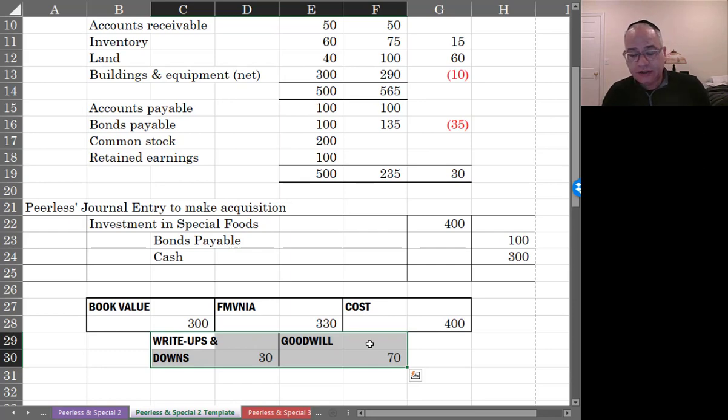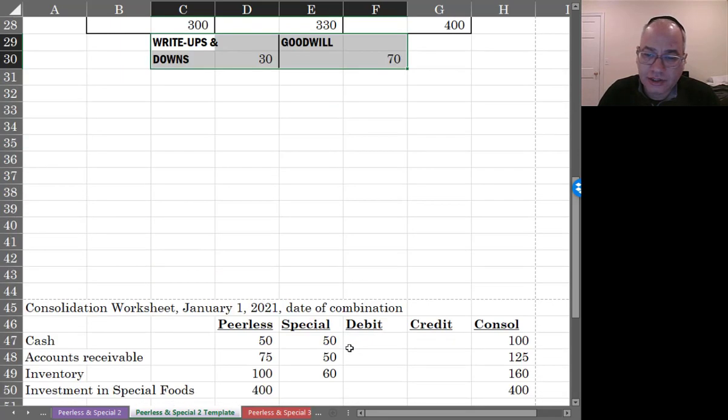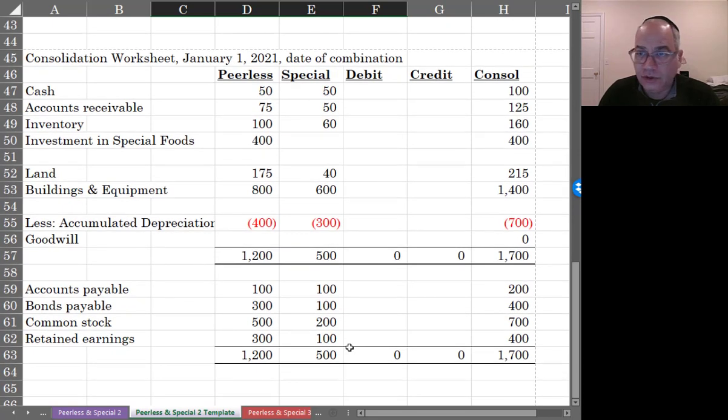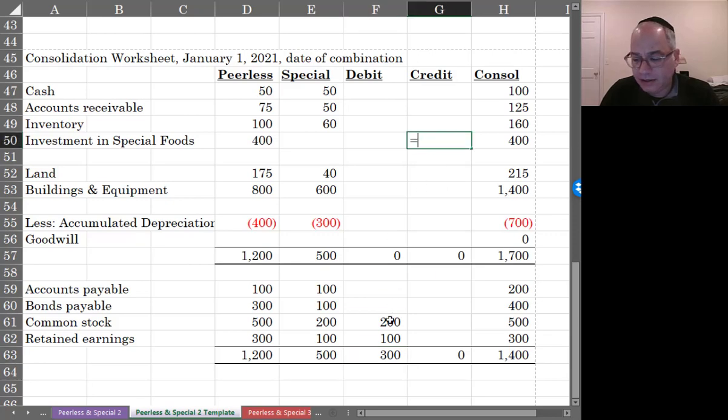So now let's consolidate the balance sheets on the date of acquisition. And in a couple minutes, we're going to get into balance sheets after acquisition, so you can see how that's going to work. First thing that I'll do here is I'll eliminate the stockholders' equity of the sub. That's 200 debit common stock, 100 debit retained earnings, and the corresponding credit would go to the investment account.